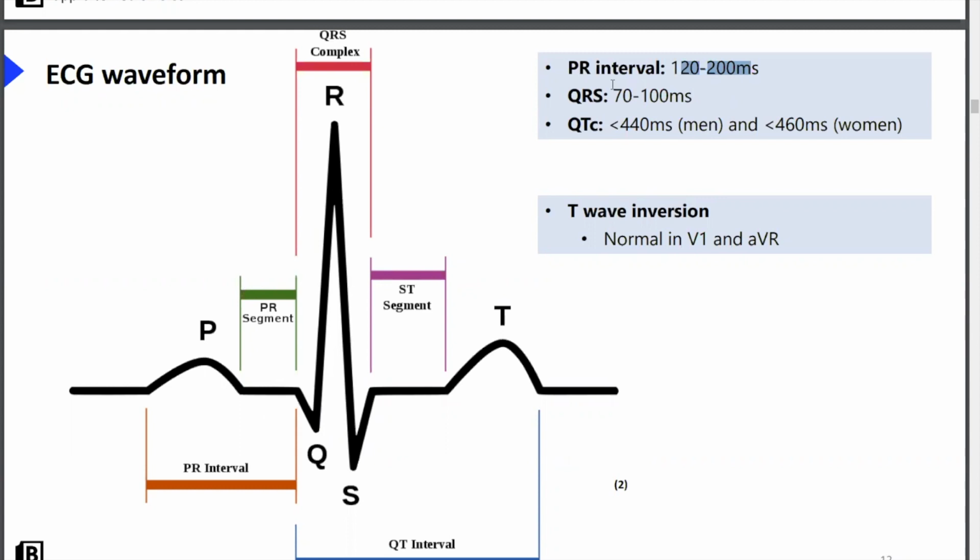QRS complex, typically under 100 milliseconds. You need to know this, very important. ST segment. Why is the ST segment important in what disease? This is really important. Myocardial infarction.